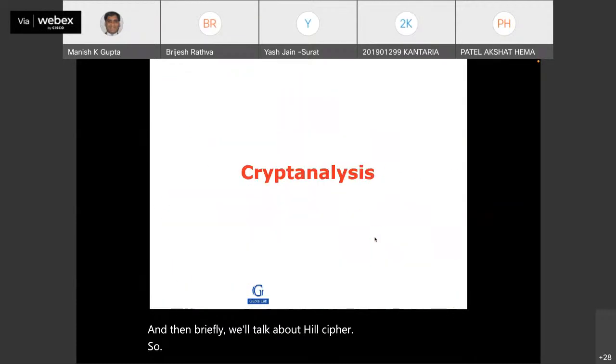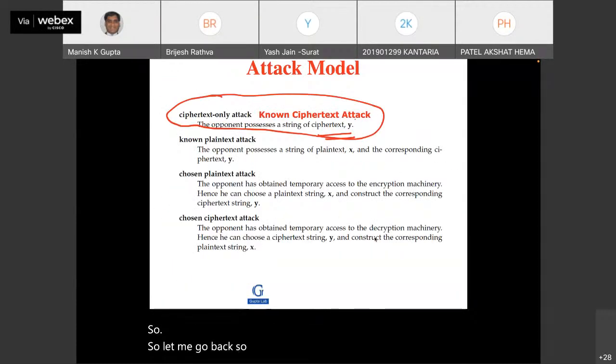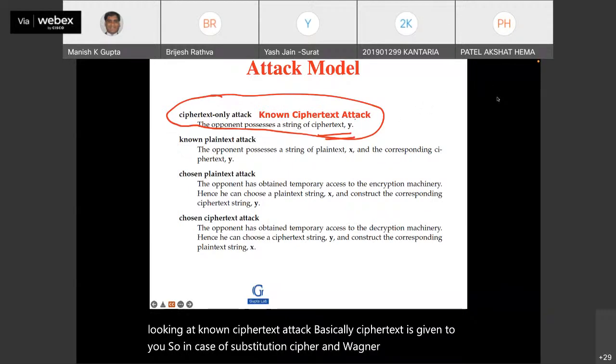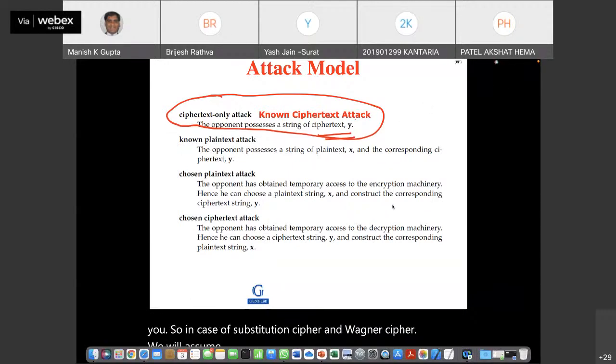Let me go back. In the first one, we will be looking at a known ciphertext attack. Basically, ciphertext is given to you. In the case of substitution cipher and Vigenère cipher, we will assume that ciphertext is given to us, and then we will try to decrypt. Whereas for Hill cipher, we will assume that ciphertext is given and plain text is also given, and then see how to decode that.